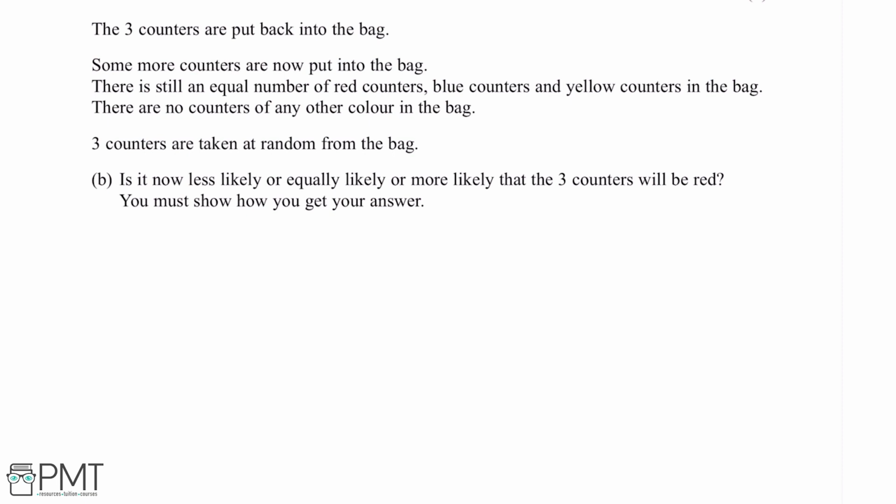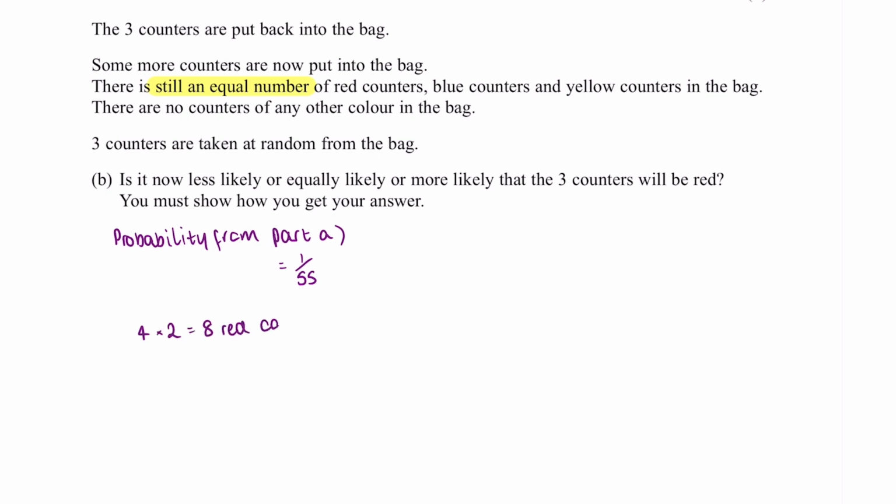So we've been told in the question that there is still an equal number of red counters, blue counters and yellow counters in the bag. Now what we need to know from part A is that the probability was 1 over 55. Now the best way to do this question would be to double the amount of counters in the bag and then compare our new calculated probability. So there were 4 red counters in total before, and if we times this by 2, this gives us 8 counters. And if there were 12 counters in total from the previous question, and we times this by 2, this tells us that there are 24 counters in total.